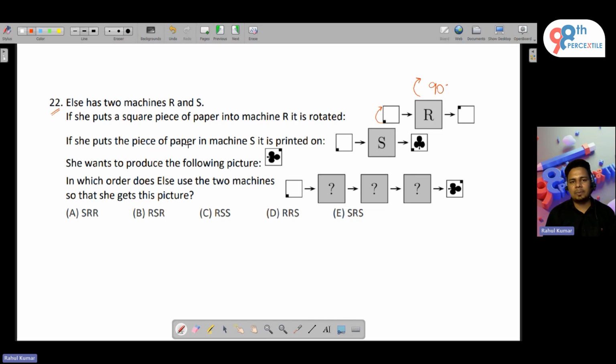If she puts the piece of paper in machine S, it is printed on like this. So if we put this piece in S, we will have this print. It is doing nothing but putting this type of print on the paper. She wants to produce the following picture, this one. In which order does Elsie use the two machines so that she gets this picture? She is using machines three times. The options are SRR, RSS, RSR, RRS, SRS. Let's try to understand this.